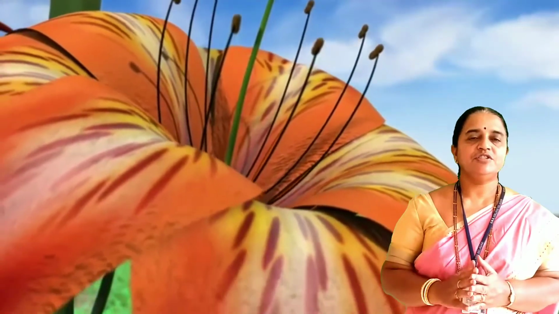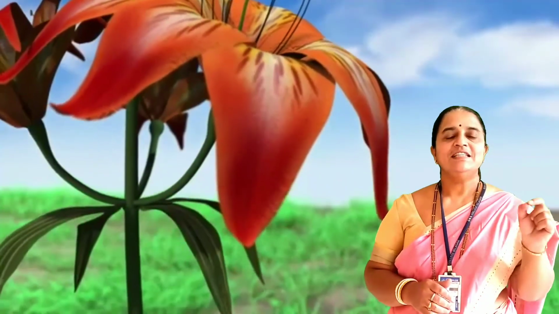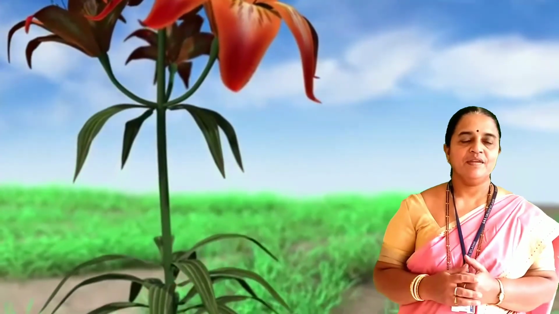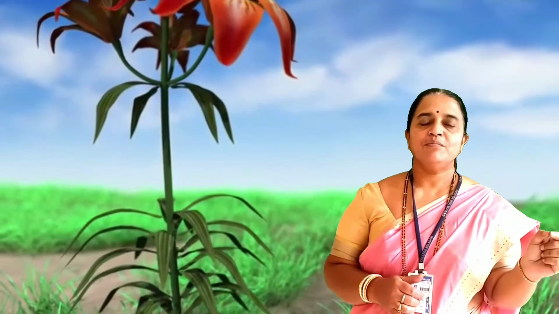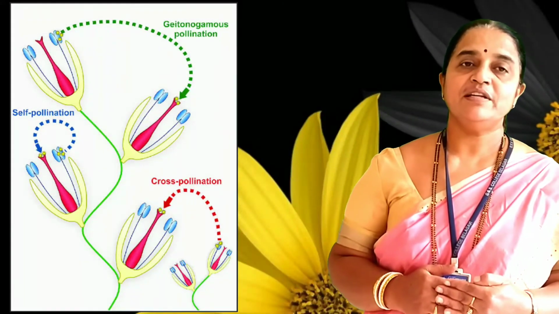So in today's session, I will complete the first type of pollination, that is self-pollination. It is known as autogamy. The transfer of microspore or pollen grain from anther to the stigma of the same flower is known as self-pollination or autogamy. Now, what are the advantages of self-pollination?